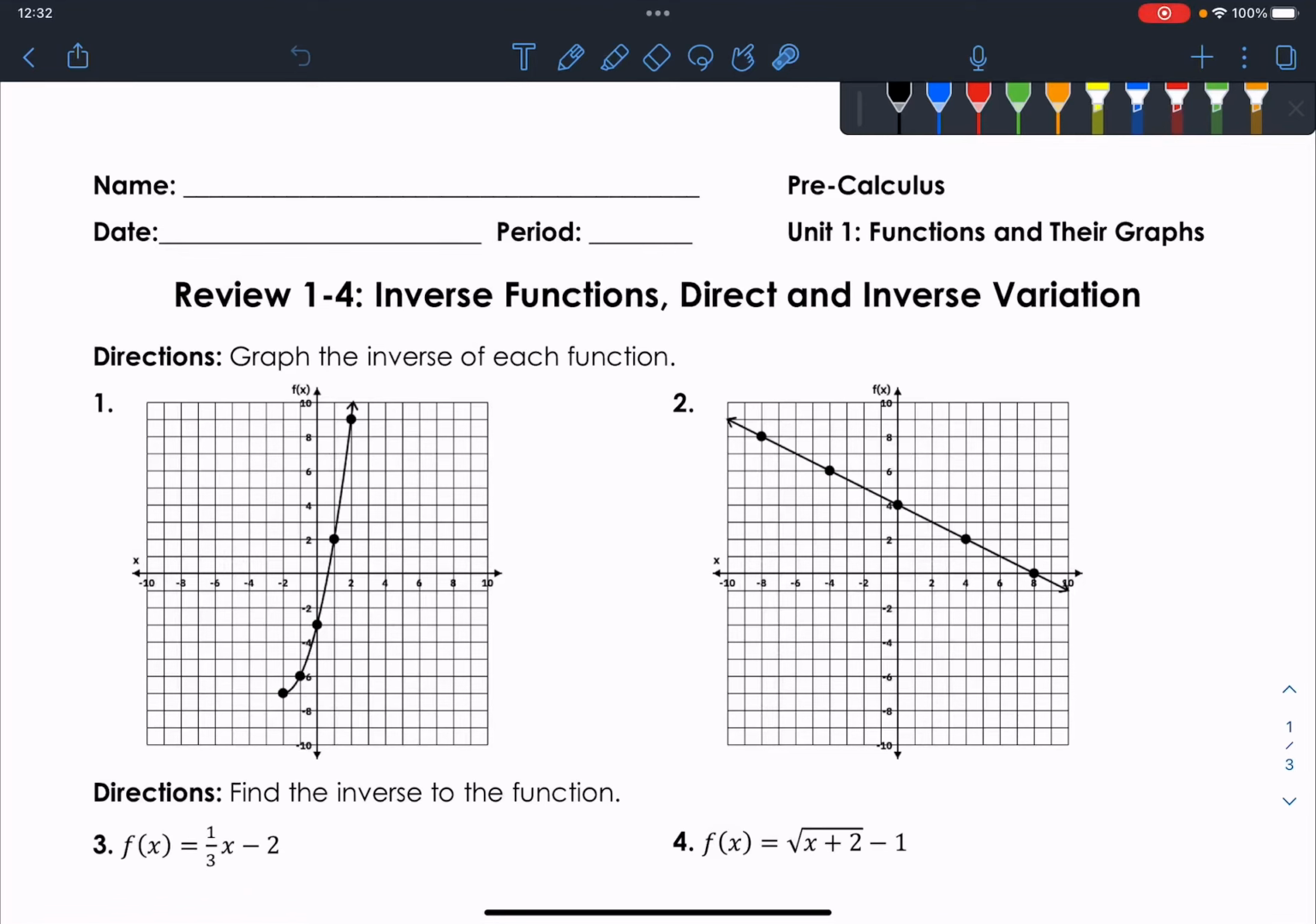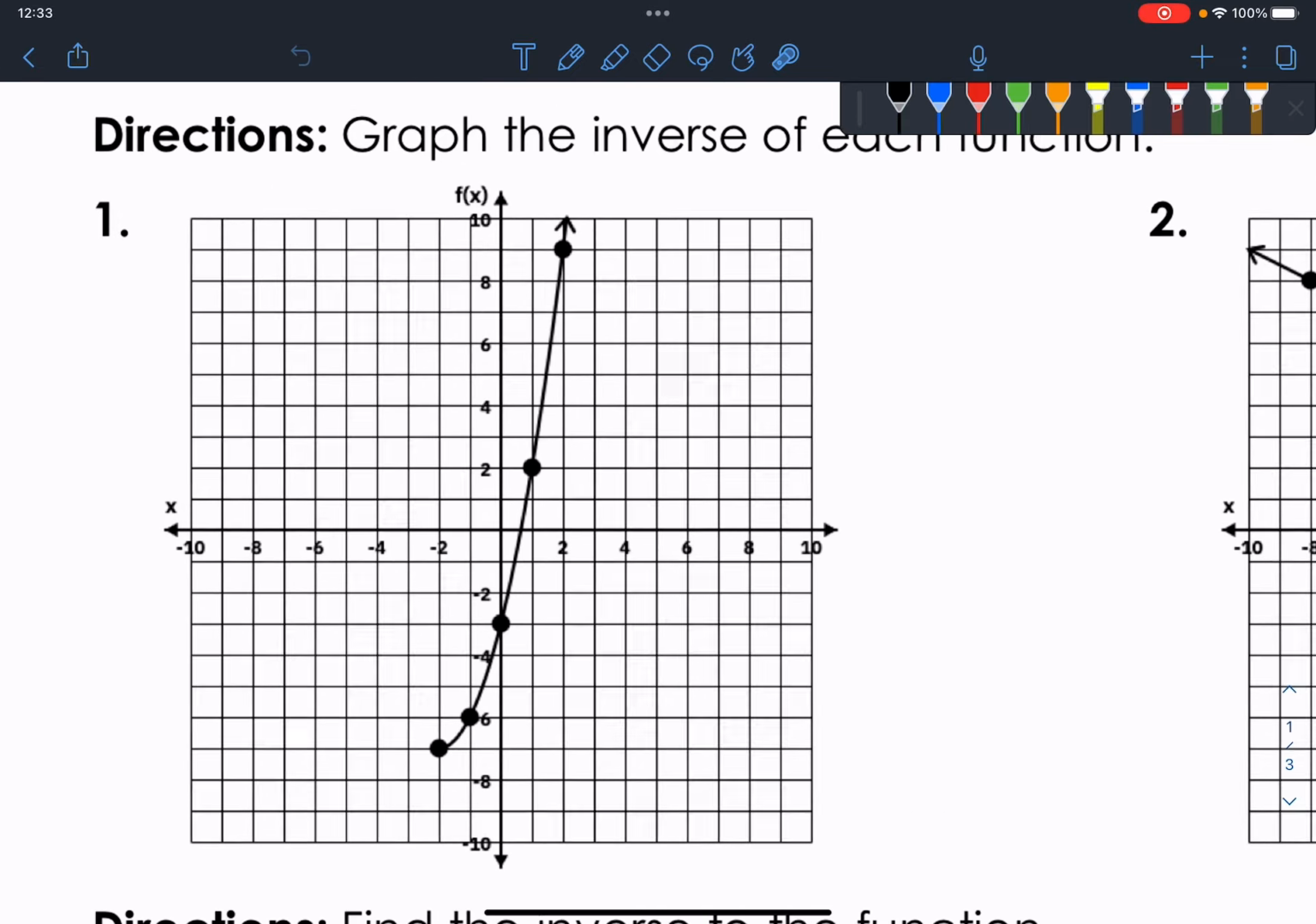Hello. In this video, we are going to review the learning objectives from sections 1.15, 16, and 17, which is inverse functions, direct and inverse variations. In the first two questions, we're asked to graph the inverse of each of these functions.